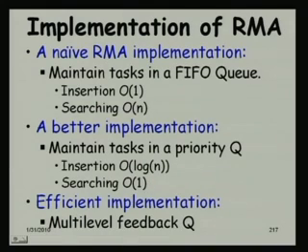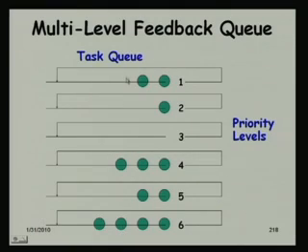But a more efficient implementation is a multi-level feedback queue. In a multi-level feedback queue, we arrange the tasks in different queues in their priority order. So, 1 is the highest priority, 6 is the lowest priority. Now, when you insert a task, you just insert it in the appropriate queue based on its priority, and when you select the task, you start looking from the highest priority. If something is available here, some task, run it; if not, look at the next one. So, what is the insertion time and the searching time?